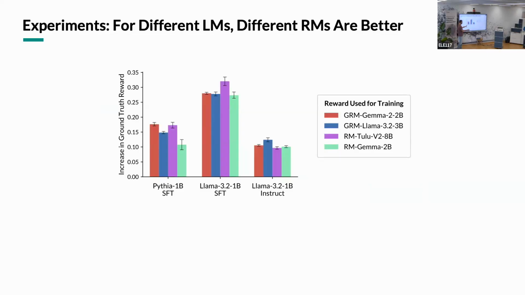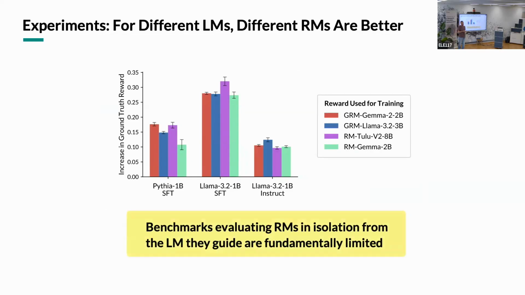Here, I'm showing results from a similar setting as before, but now we have 3 different language models. Each group in this bar plot is a different language model. And we just train them using 4 publicly available reward models. Each color is a different reward model. And for each language model, a different reward model works better. Okay, so existing benchmarks, which measure how good a reward model is over a fixed set of prompts and responses, are fundamentally limited in what they can tell us about how good this reward model is for our language model. They are useful, they do tell us something, but in the end, if they are not with respect to your current language model, they may be misleading, right?